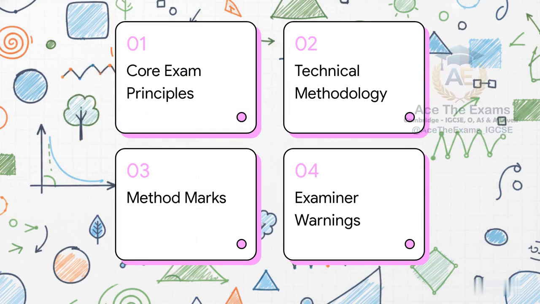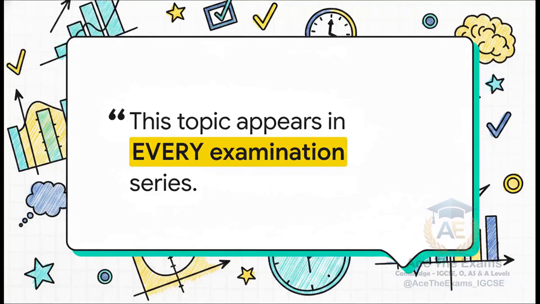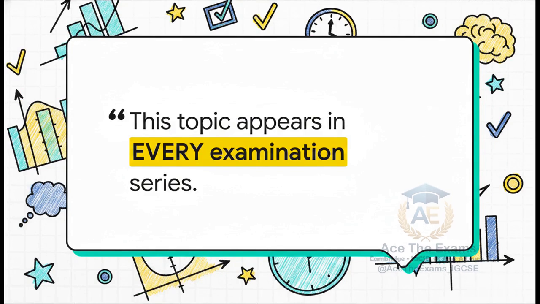Here is our flight plan for this sector. Number 1, core exam principles. Number 2, the technical methodology. Number 3, securing your method marks. And number 4, critical examiner warnings. Before we get into the exact mechanics of bringing this equation in for a safe landing, we absolutely need to talk about why you are here in the control room today.